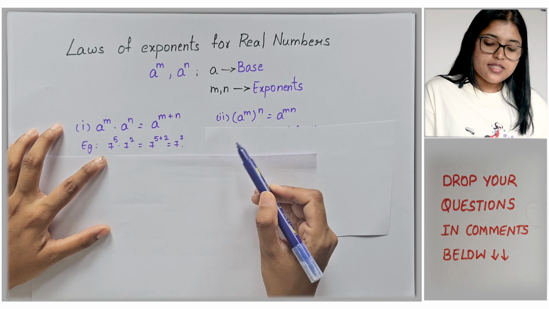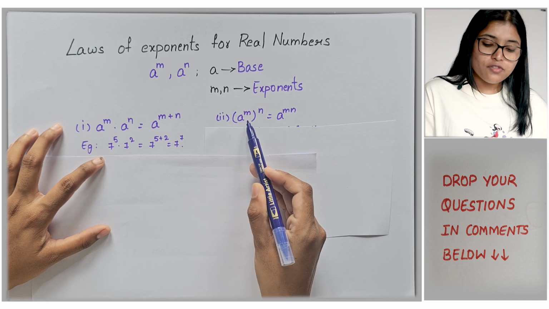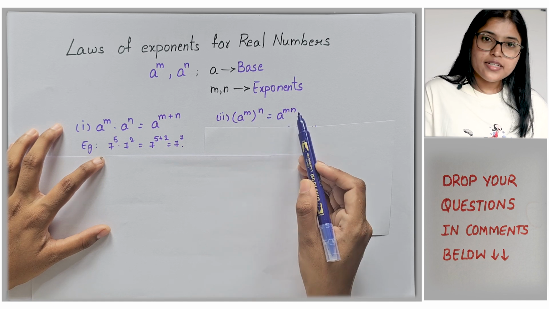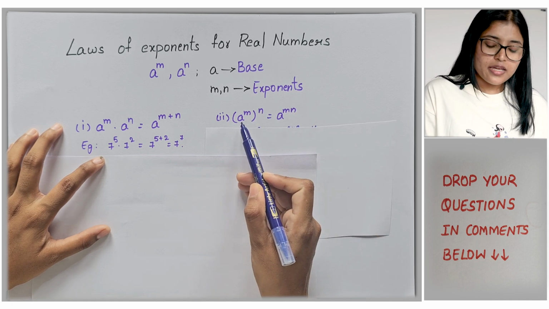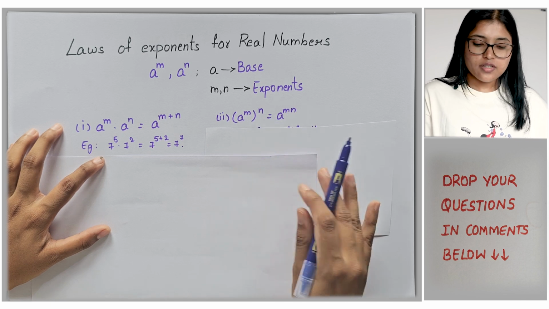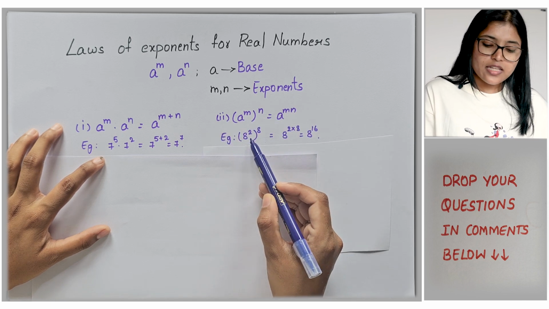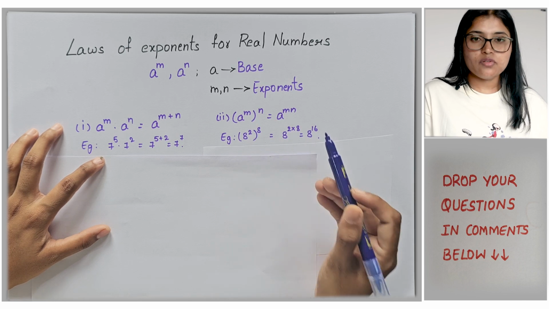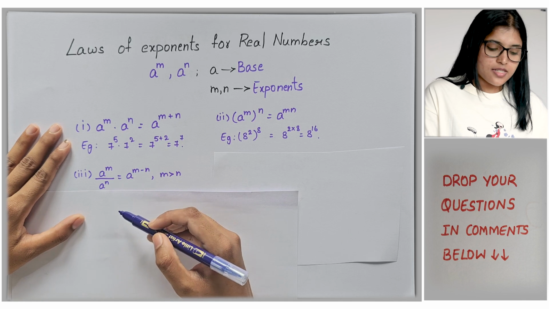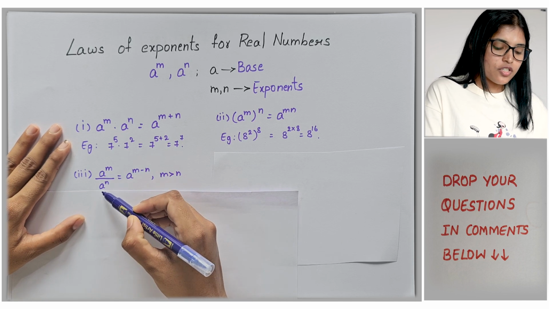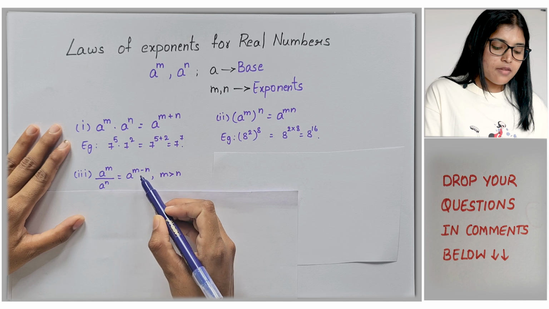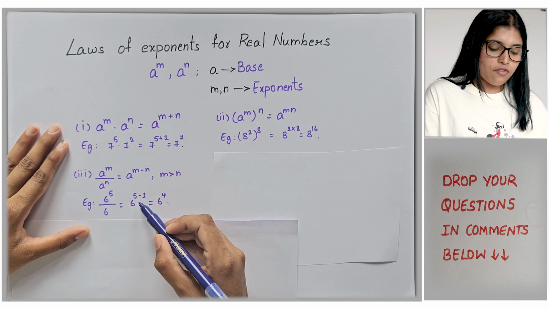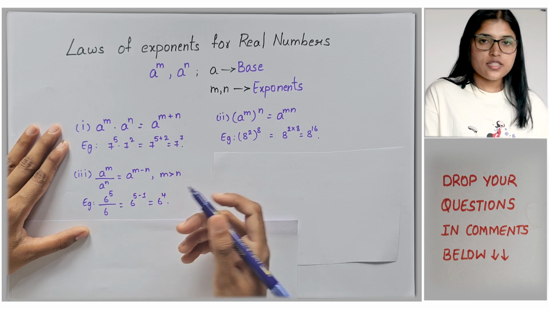The second law of exponents states that if you have a base to the power of something and to the power of something, that is, if you have two exponents, then you can multiply these exponents. So with a single base and two exponents on top of each other, they can be multiplied. An example is 8 square to the power of 8, which can be written as 8 power 2 into 8, which is 8 power 16. The third law of exponents states that with the same base in division with different exponents, the exponents can be subtracted. So for example, 6 power 5 by 6 can be written as 6 power 5 minus 1, which is equal to 6 power 4.